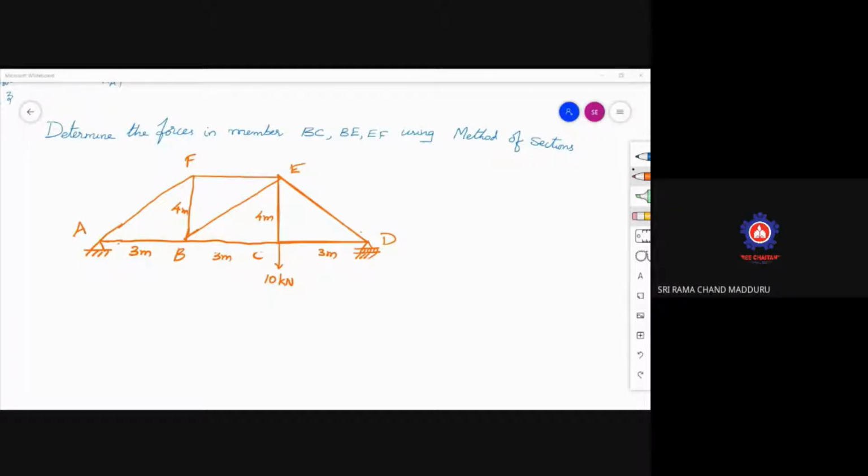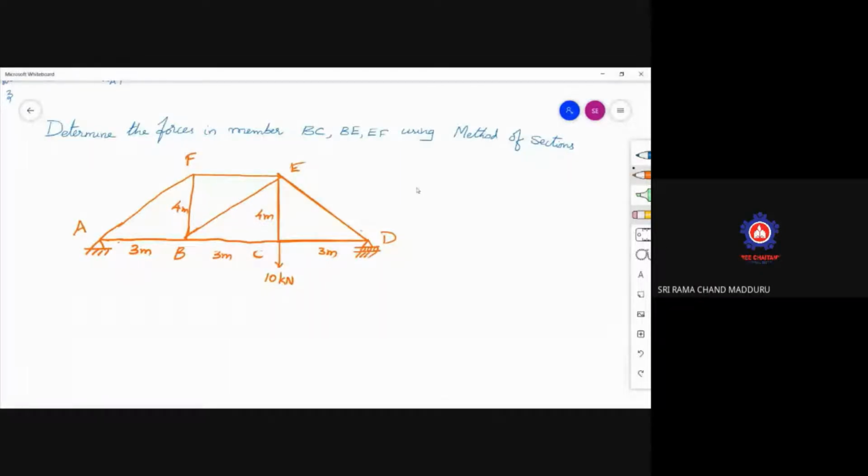So in the previous class, I asked you to do this problem, the frame which is given to you, using the method of joints. Now we will use the method of sections to calculate the force in the members. Compared to the method of joints, the method of sections takes less time to solve the problem. In this method, you simply cut a section where the forces of the members are required, in such a way that the entire truss is divided into two parts.